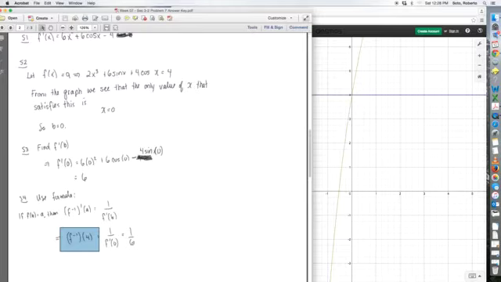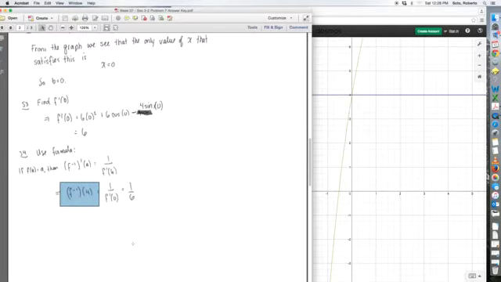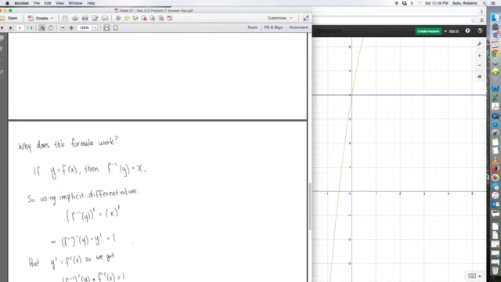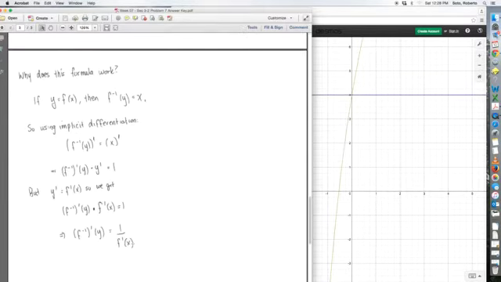And so this is how you can approach those problems in the WebAssign that look like problem number 7. And then if you're interested and if you have time, you can watch the rest of this video. I explain why the formula works. It's similar to what we did in class on Thursday.